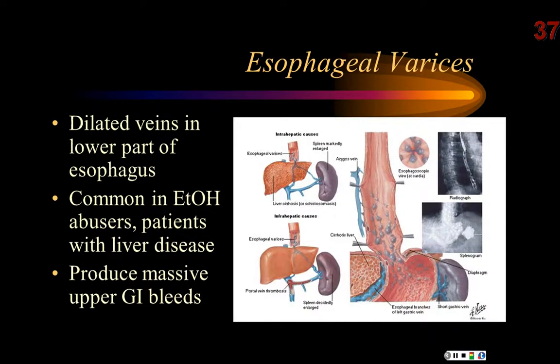All right, esophageal varices. This is important to know because people die of this. This is bad news. This is basically dilated veins in the lower part of the esophagus, common with alcohol users because it thins that, or patients with liver disease. This produces a massive upper GI bleed. Massive. And look at what it says: dilated veins in the lower part. So they vomit bright red blood. Okay? Go ahead.